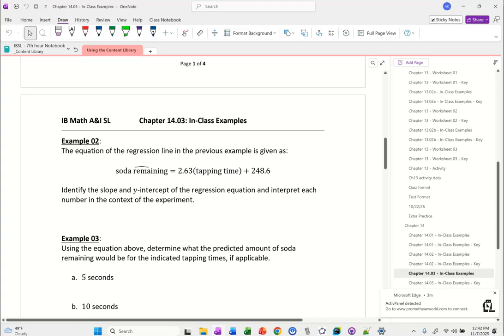The equation for the regression line in the previous example is given as soda remaining equals 2.3 times the tapping time plus 248.6. Identify the slope and y-intercept of the regression equation and interpret each number in the context of the experiment. Who can do this? Ethan. Great. So the slope is 2.63 and the y-intercept is 248.6. What does that mean in the context of this problem? Start with the slope.